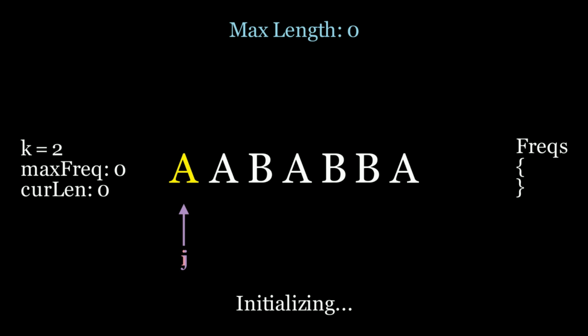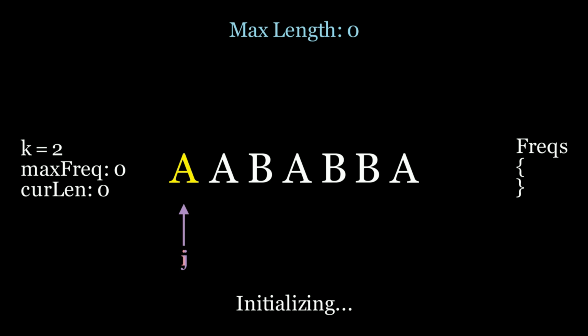We have the maximum frequency. This is going to tell us the maximum frequency of a specific letter in our substring. And then we have the current length of the substring that we're analyzing. We're going to be using a sliding window technique with 2 pointers, i and j. We're going to increment j as far as we can, and if we break our constraint of the problem, we're going to move the i pointer along.